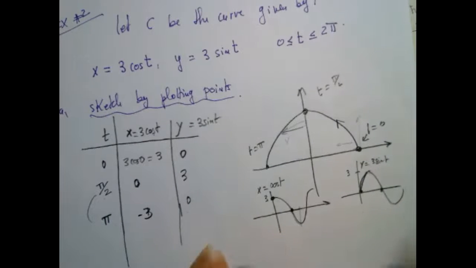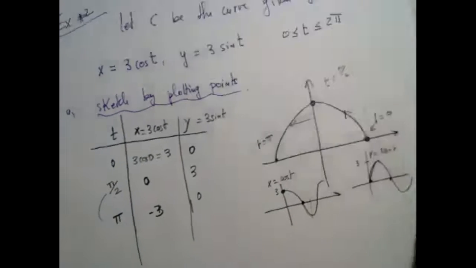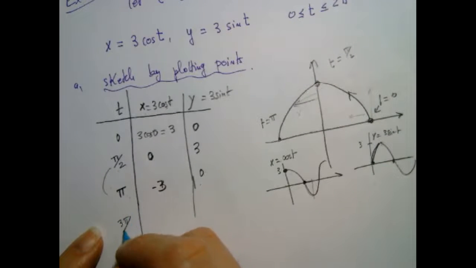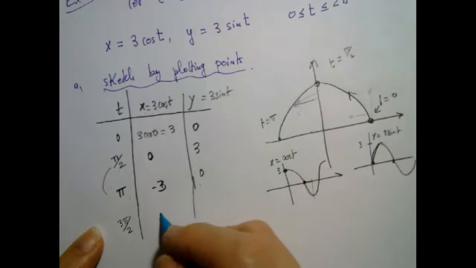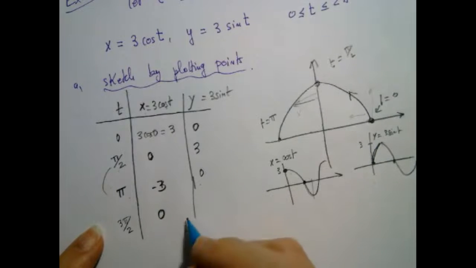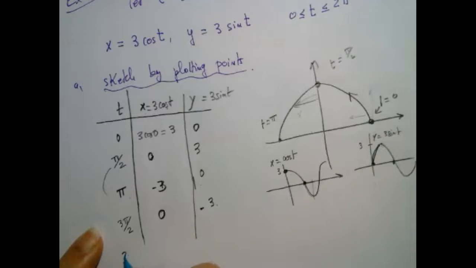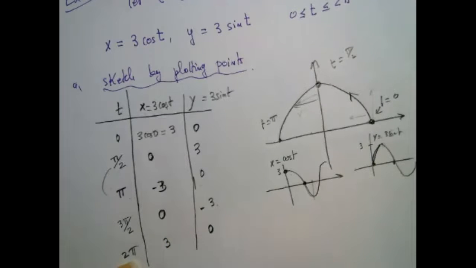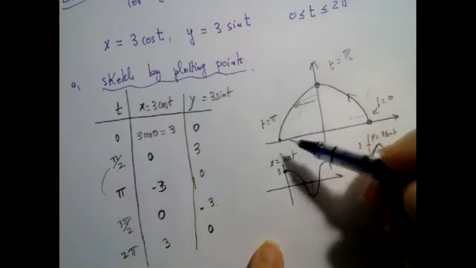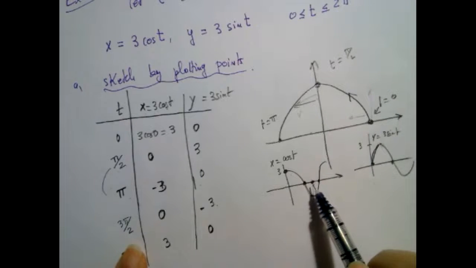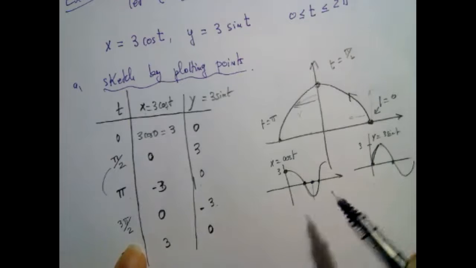Okay, so those two graphs basically help me tremendously to fully understand the picture. And now we are at 3 pi over 2. This is 0 because the cosine of 3 pi over 2 is 0, and the sine is negative. And finally at 2 pi, because we want to stop at 2 pi, the cosine is 3 and the sine is 0.